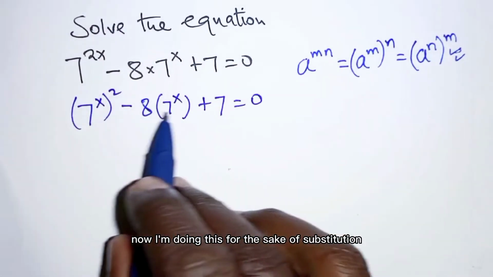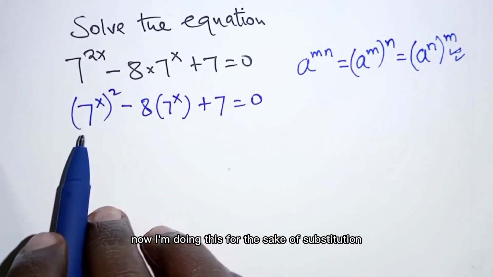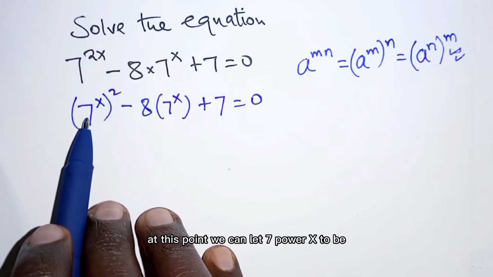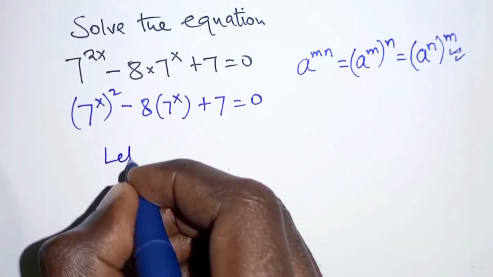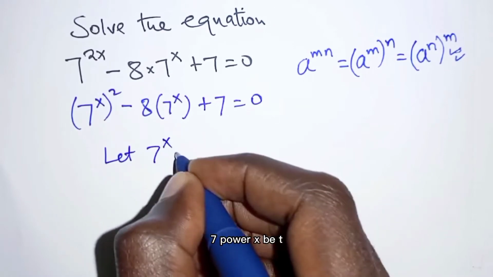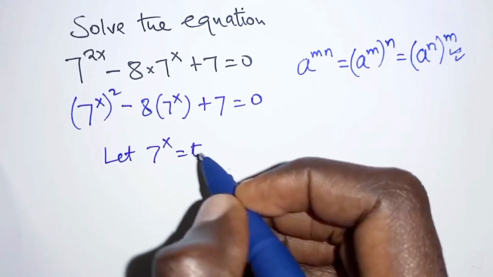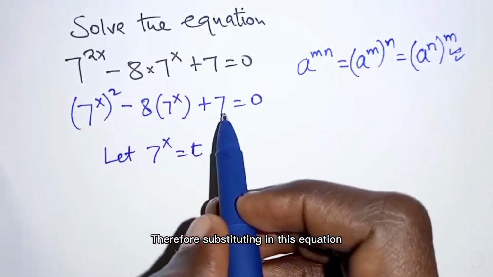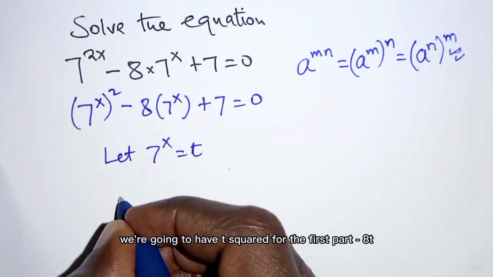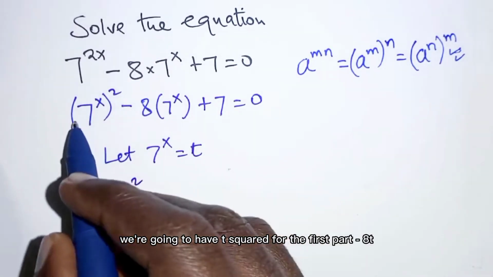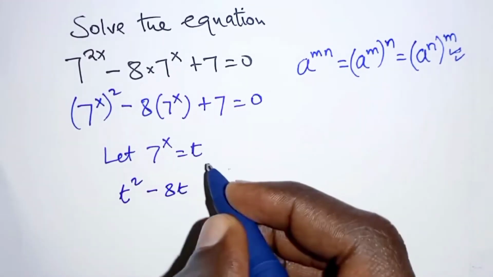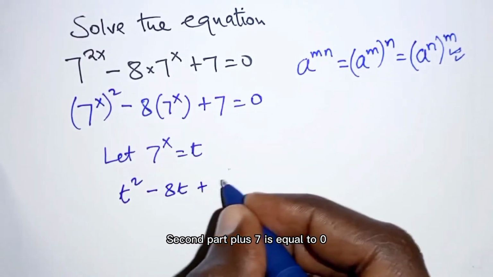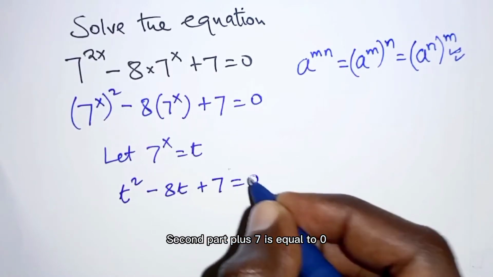Now, I'm doing this for the sake of substitution. So at this point, we can let 7 power x be t. Therefore, substituting in this equation, we're going to have t squared for the first part, minus 8t for the second part, plus 7 is equal to 0.